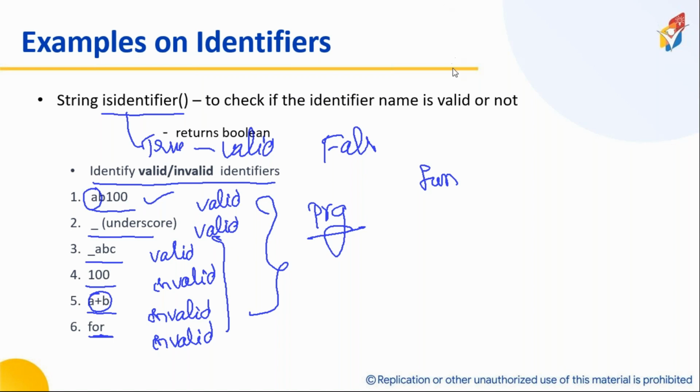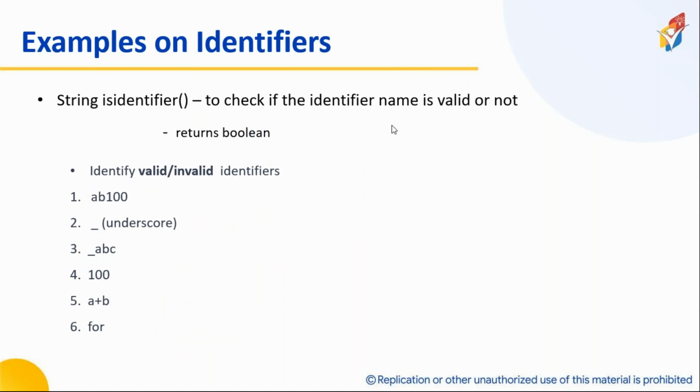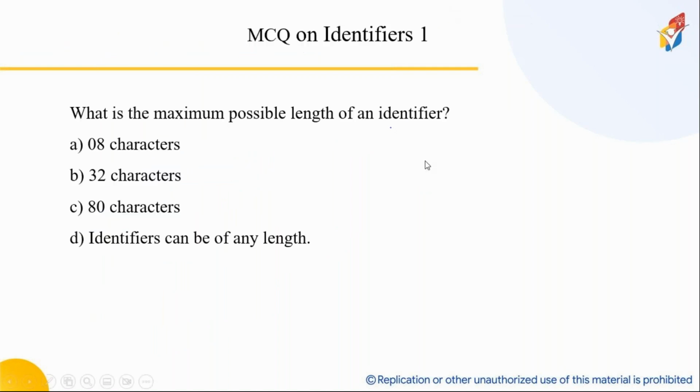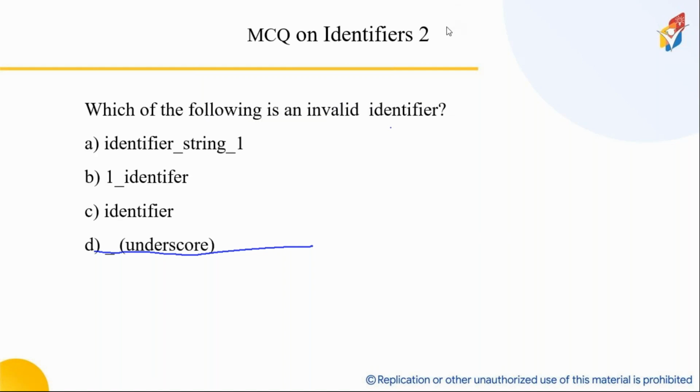Before going to the next slide, can you please answer this question? Then I'll go to the programming concept. What will be the maximum possible length of identifiers? I already told you identifiers can be of any length. So the answer is D. Clear for you? Now, what is the answer for this question? Which of the following is an invalid identifier? Yes, it is B because it has started with a numeric 1.